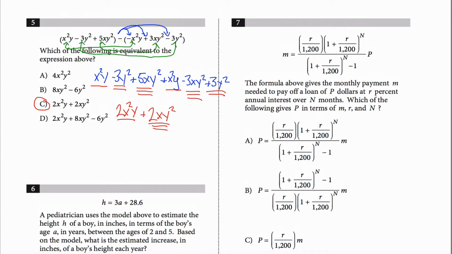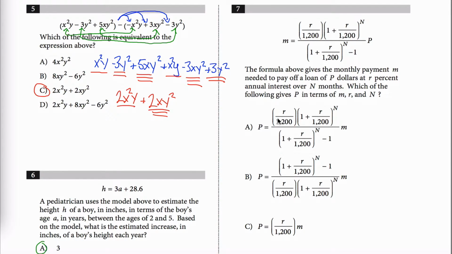All right, number 7. Number 7 is not nearly as bad as it looks. You look at number 7 and you kind of freak out. What am I ever going to do with all these letters and numbers? Note that the formula above gives you M in terms of a whole bunch of other stuff times P. So yeah, R represents this percentage rate, and N is the number of months, and blah, blah, blah. None of that will be relevant. All you're asked is which of the following gives P in terms of M, R, and N. So really what it's saying is this equation right here, can you solve it for P? Can you get the P all by itself over here?